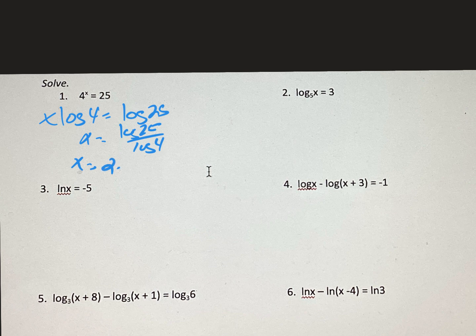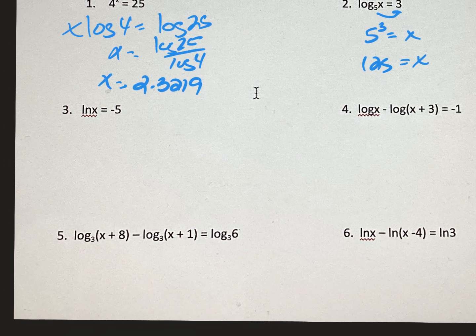And I'm getting 2.3219. We'll go 4 decimal places tomorrow. Number 2 just has one log. Anytime you see one log, remember we do the base to that power equals that. So I'm going to go 5 to the third power equals x, which means x is 125. That's all there is to it.